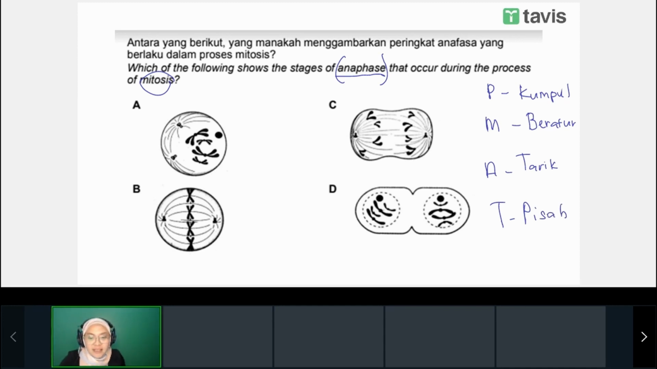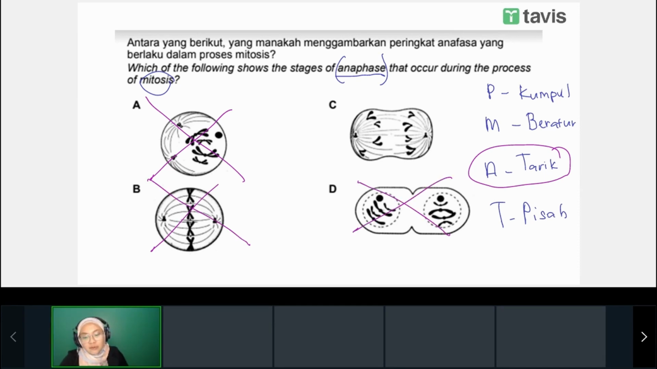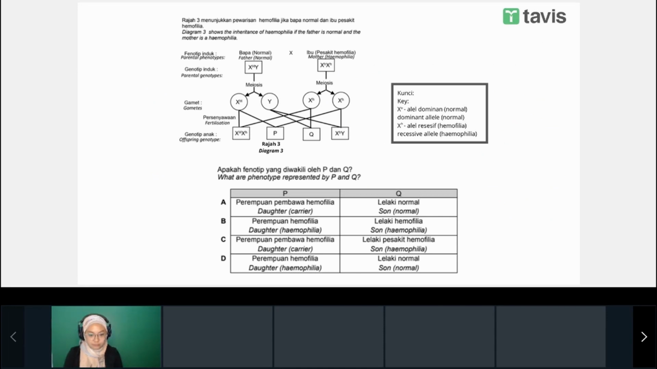They are asking about the anaphase. So let's take a look on anaphase. Anaphase, it will be involving a tarik. It will be being pulled at the opposite pole. Okay, the first one is involving a kumpul. No, the first one incorrect. The second one, beratur, is a metaphase. So the D also incorrect because it's already being separated. So the correct answer is C for anaphase. Okay, let's move to the next question.